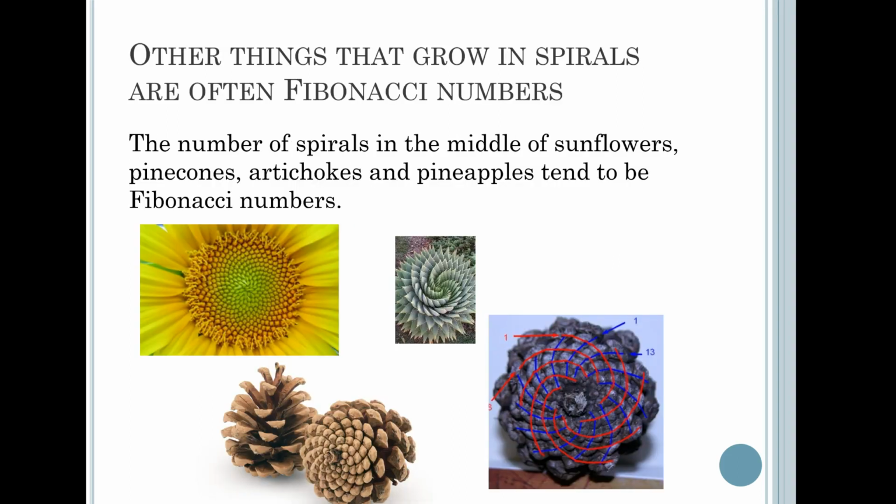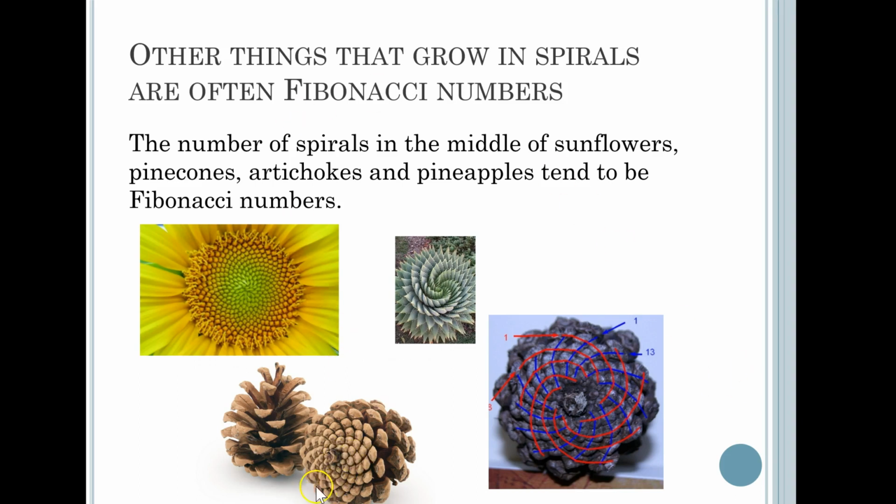Also, spirals in things like sunflowers, pine cones, artichokes, and pineapples tend to be Fibonacci numbers because the most efficient way for the spiral to grow, just like petals, is to grow in Fibonacci numbers. If you listen to the Vi Hart video that's next, she explains really well why that happens in a really artistic way that's a lot of fun. I just want to show you right here for a second.